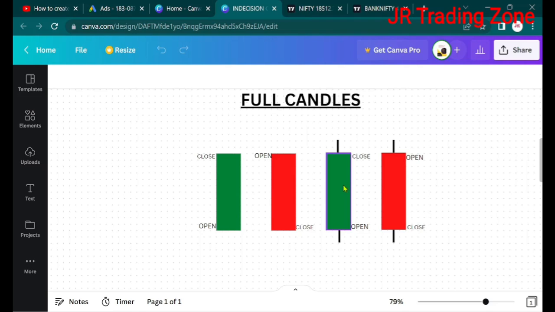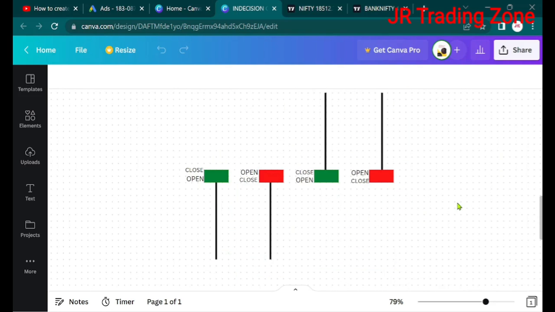But here we have small wicks, and we don't take these wicks into consideration. This is the first set of candles which we have to follow. Next, we are moving to pin bars.